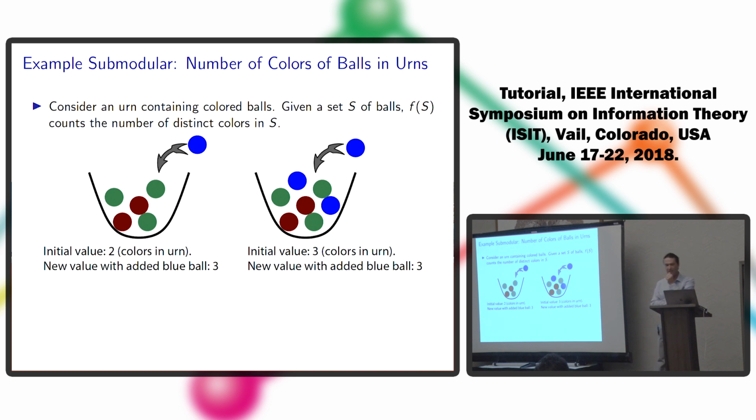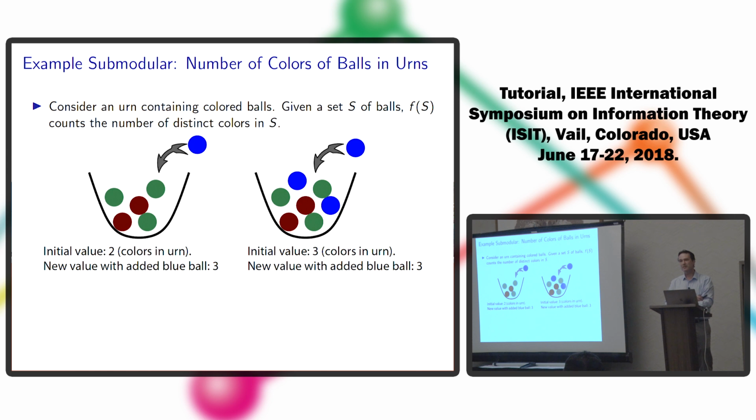So on the left-hand side, you've got 2 colors. The value is 2. You add in a blue ball, you increase the value by 1 to 3. On the right-hand side, you've got already a couple of blue balls in there. You add in a third blue ball. The value was 3 before you added the third blue ball, and it stays 3 once you've added it. This is a classic submodular function.